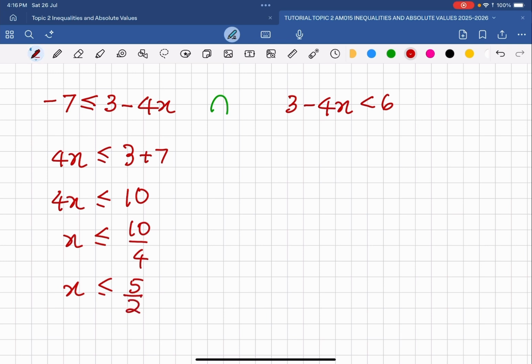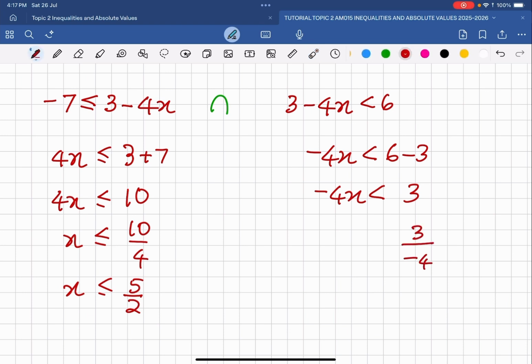All right, now let's solve this one. Negative 4x less than, bring this 3 to the right hand side, 6 minus 3, negative 4x is less than 3, and let us divide the 3 by negative 4. Once we divide by a negative, we have to change the sign. x is greater than negative 3 over 4. So we're done writing the final solution for each side of our two solutions here.